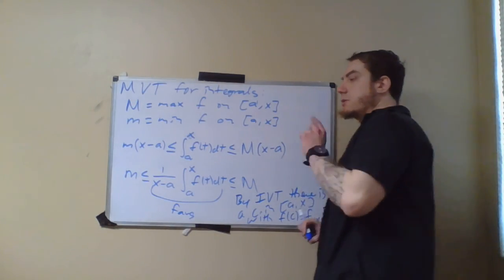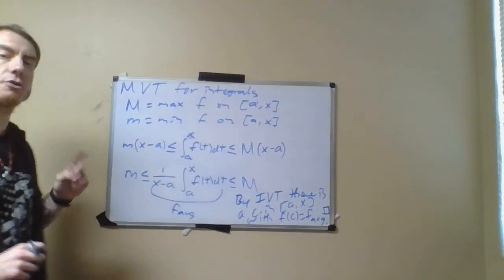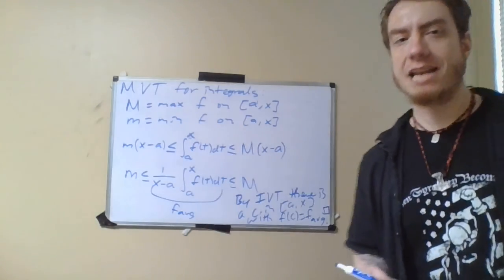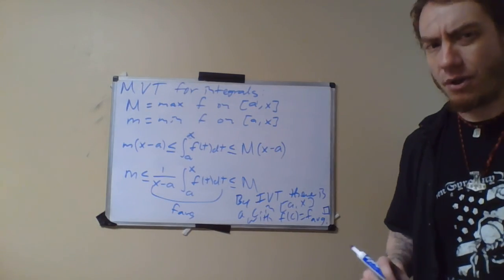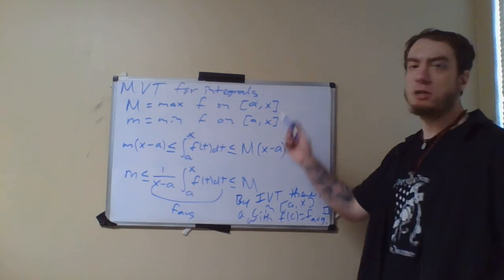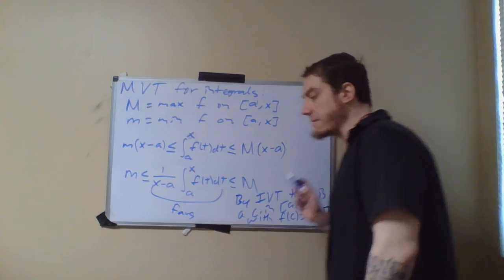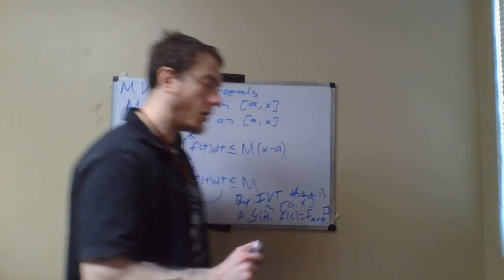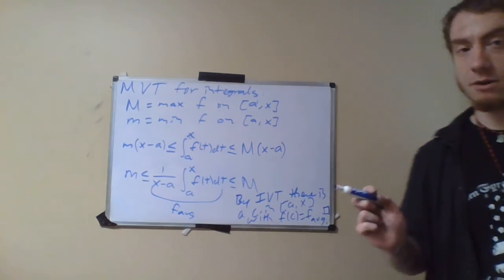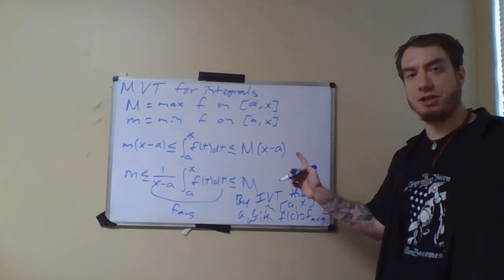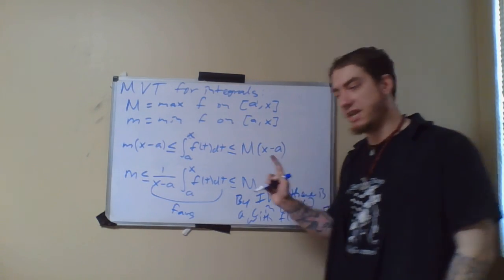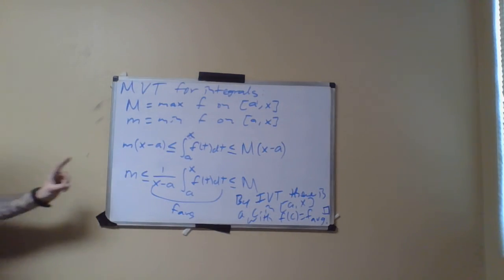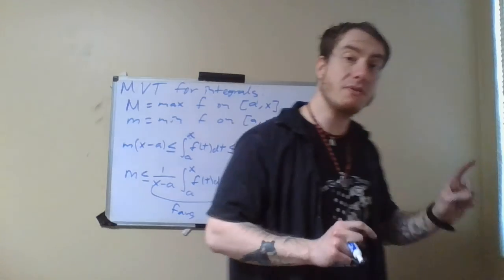Compare this to the proof of the mean value theorem for derivatives. The proof of the mean value theorem for derivatives is actually kind of obnoxious. It's not awful, it's not terrible, but it's much more complicated than this. Now normally, what we do with derivatives is easier than with integrals, but this is an exception. This is one of those cases where it's actually easier to prove the result for integrals than it is to prove it for derivatives.